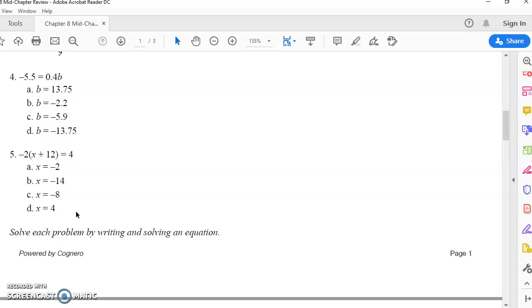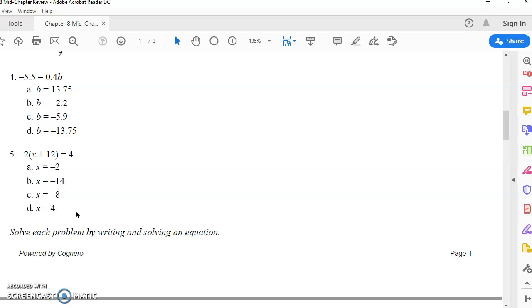As far as the distributive property is concerned, you would distribute a -2 with x, then a -2 with 12, and you end up with -2x plus -24 equals 4. So once you distribute, your two-step equation ends up being -2x plus -24 equals 4. Now, this is addition and multiplication. So the first thing we want to do is get -2x by itself.